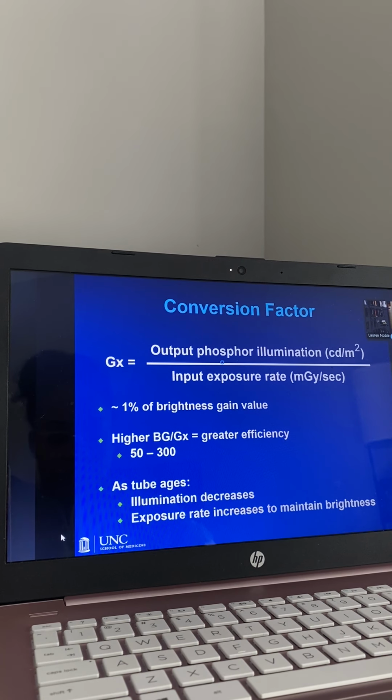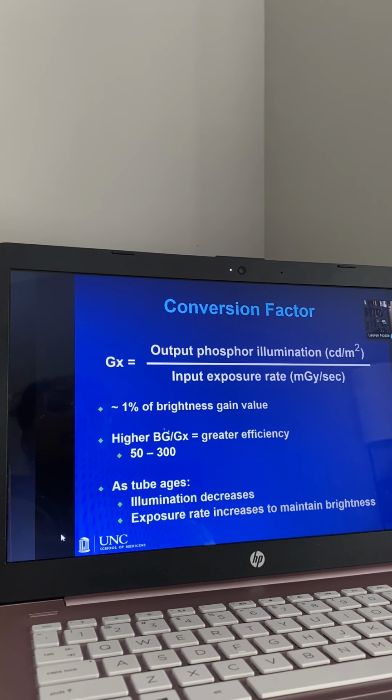But this is just an easier way for vendors to report the luminance of their fluoro tubes. So to give you an idea, when vendors report this GX value, this is how it would look. For example, 50 to 300.